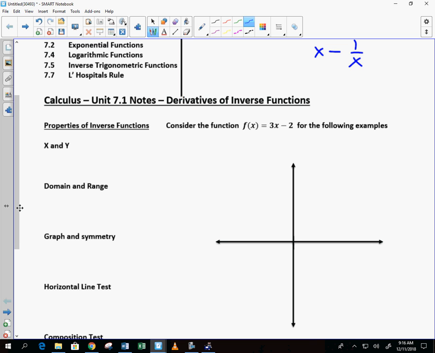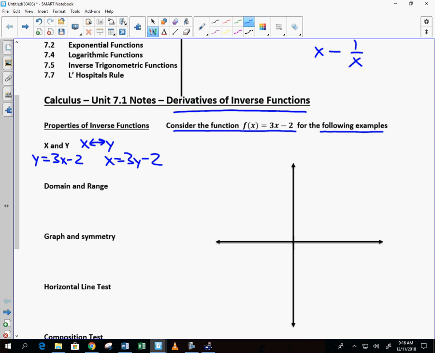So, we start with the derivative of inverse functions. Consider the function 3x minus 2 for the following examples. Let's talk about properties of inverse functions. Do you even remember what an inverse function is? What we did is we took x and y and we swapped them back and forth. If we started with y equals 3x minus 2, we switched the x and y. We made x equal to 3y minus 2, and we solved for y. Do you remember doing that? Okay, so that's when we did an inverse function.